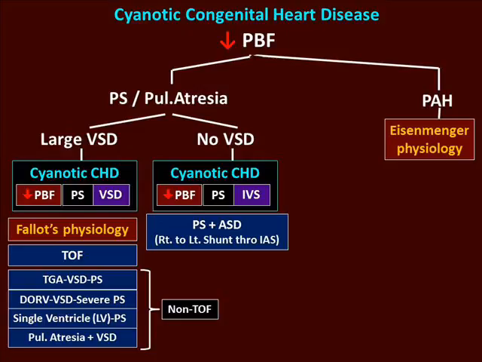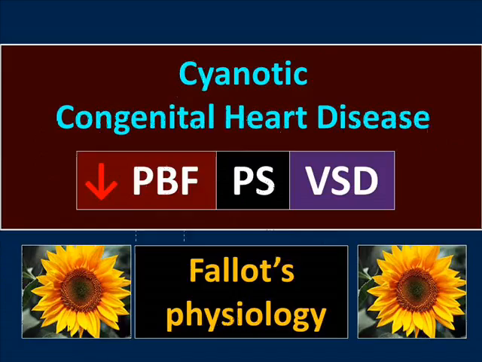So, to put matters short, in order of importance, in cyanotic heart disease with decreased pulmonary blood flow are pulmonary stenosis with VSD, called Fallot's physiology, which is most common, and then pulmonary stenosis with ASD, and lastly hypoplastic RV with ASD without VSD and no PS, which is not very common and it is rare. Now we will focus on cyanosis with decreased pulmonary blood flow due to pulmonary stenosis or pulmonary atresia, which is associated with a large unrestricted VSD, or as referred to as Fallot's physiology.